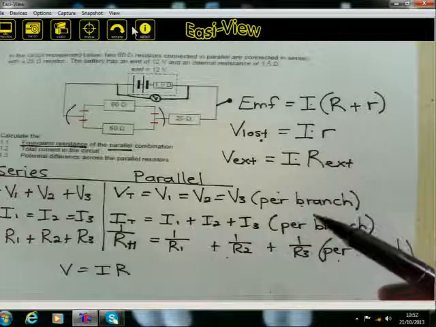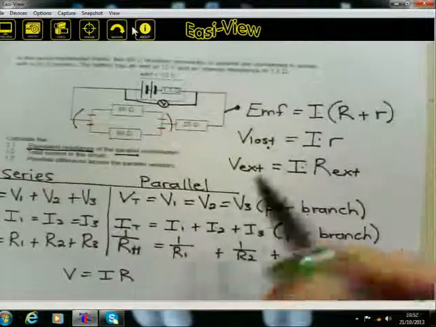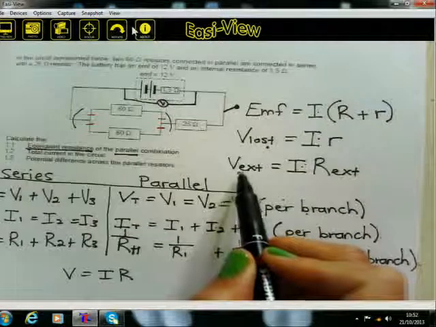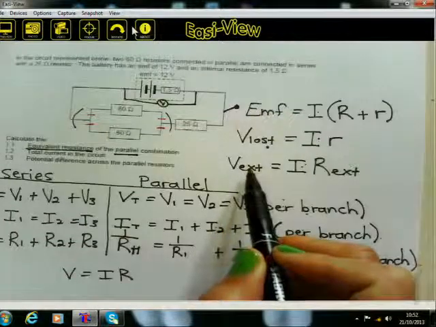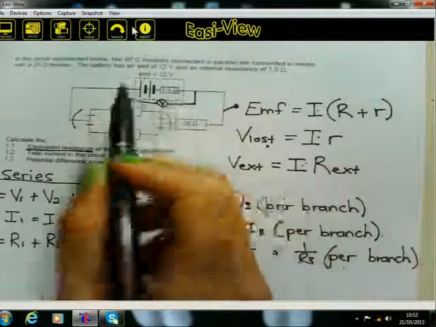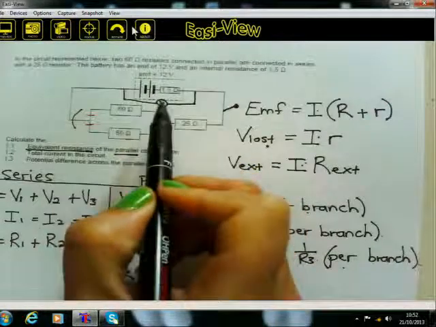Let's see what we have. They're asking for total current. So, let's start at the bottom. Do we have the external voltage? No, we don't. They didn't give it to us. If you look at the sketch, they only gave us 12 volts. So they only gave us the EMF.